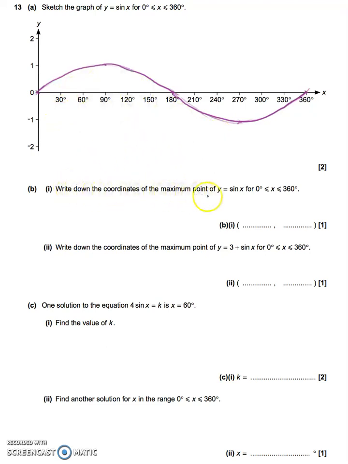Write down the coordinates of the maximum point of y equals sine x between 0 and 360. So what's the maximum point? Obviously it's this one here, so that's 90 degrees and 1, so the coordinate would be (90, 1).